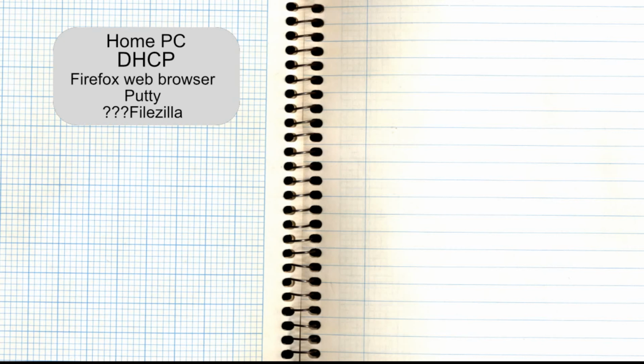Our initial configuration, we're going to have a home PC that gets its IP address through DHCP. We'll need 3 programs installed on the PC. A web browser, I'm going to use Firefox. Sometimes I'll use Chrome, sometimes I'll use IE, just depends. We're going to use PuTTY to connect to the Raspberry Pi, and we haven't discussed this yet, but eventually we'll be using FileZilla or some other FTP type service to send files between the home PC and the Raspberry Pi.